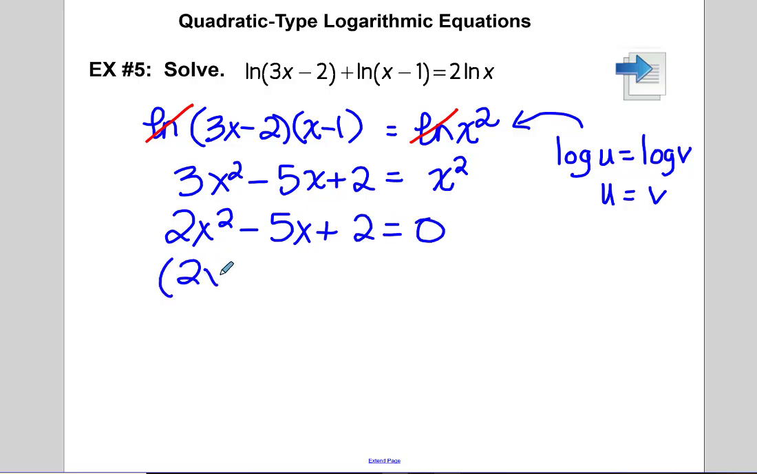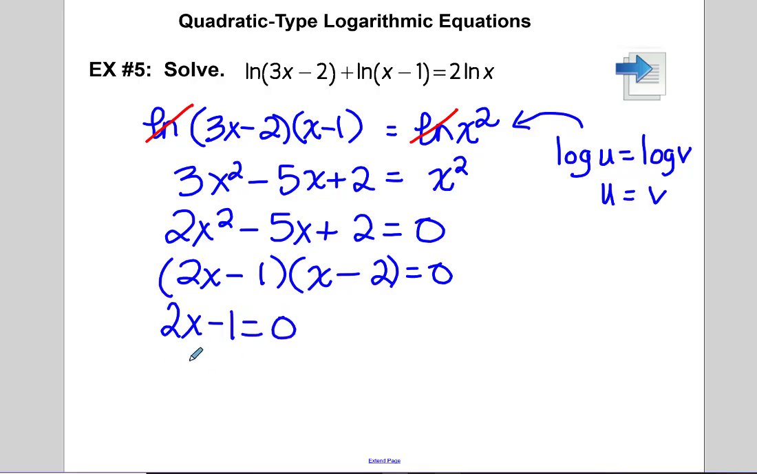And I believe this one factors into two numbers that add up to 5. If we had 2 times 2 here, we'd have 4. And 2 times 1 would give us 2, as long as they were both negative. So one argument, 2x minus 1, is 0 when x is 1/2. And the other argument, x minus 2, is 0 when x is 2.